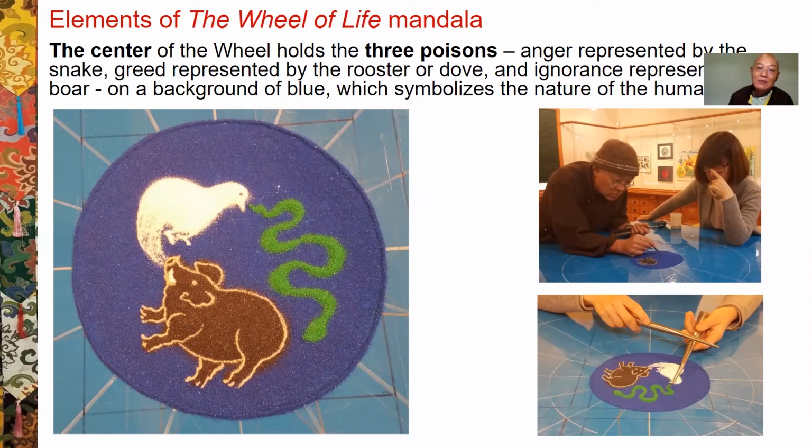And then the next animal, the snake, represents anger and hatred. Who said these three animals represent these three things? Buddha. So 2,600 years ago, Buddha knew all humanity would be destroyed by what? These three emotions: ignorance, greed or attachment, and anger or hate. It is destroyed.